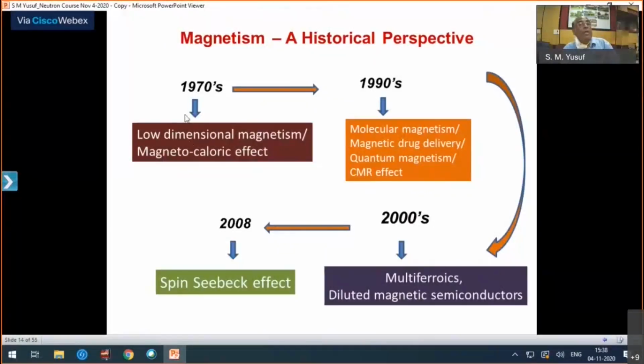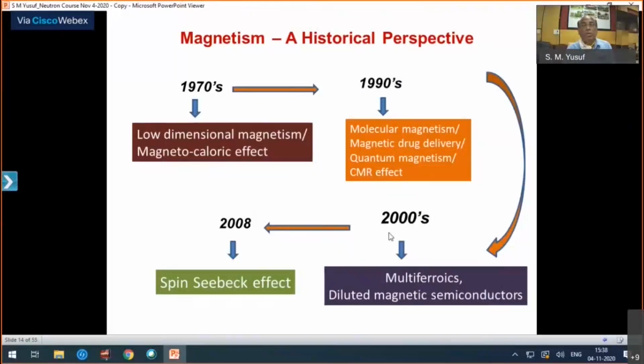Then if you keep going, a little earlier, in the 1970s, low-dimensional magnetism, and another discovery called the magnetocaloric effect. These are basically magnetic phenomena, and they are important in their own right, fundamentally as well as from an application point of view. In the 1990s, you see molecular magnetism, magnetic drug delivery, quantum magnetism, colossal magnetoresistance. This is one very fantastic discovery. The resistivity of a material is dependent on the magnetic field, and when the change of the electrical resistance with magnetic field is very huge, that is called the colossal magnetoresistance effect.